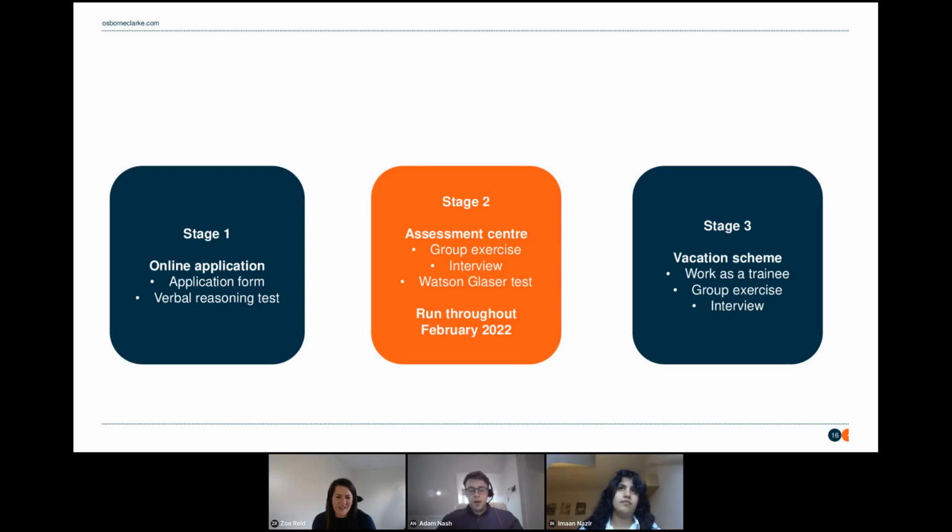So using all of our hints and tips, you've nailed the application process, and now you're moving into the assessment centre phase. As I mentioned earlier on, at Osborne Clarke, our assessment phase includes group exercises, interviews, and we also use the Watson-Glaser test at this stage as well. We would hope to normally run assessment centres in person, but obviously due to the pandemic and the social distancing guidelines, we have been running things virtually and envisage that our 2022 cycle will run virtually as well, at least for the assessment centre phase. So we've also included some tips for virtual interviews at the end of the session.